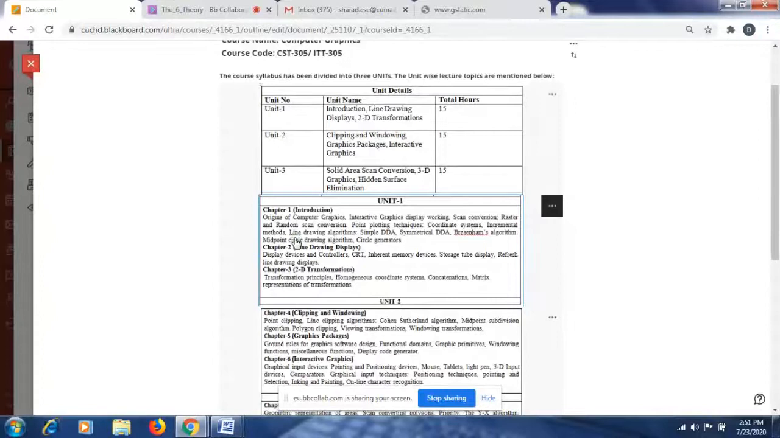Is it visible to all of you or not? Line drawing algorithm, simple DDA algorithm, symmetrical DDA algorithm, Bresenham line drawing algorithm. There are some circle drawing algorithms like the midpoint circle algorithm and character generator. So this will be the first chapter of unit 1.